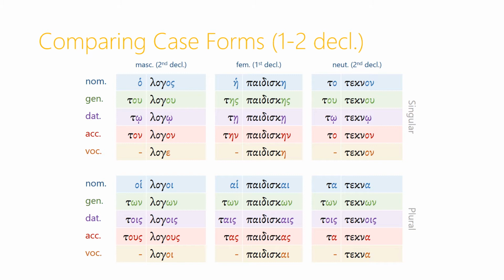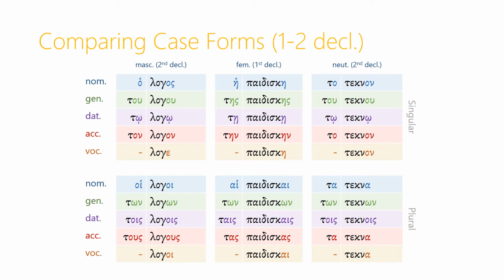In the feminine first declension, you can see paidiske with the iota subscript there, and you can see how similar those feminine first declension endings all look, just with an extra consonant or iota subscript here and there. Paidiske, paidiskes, paidiske with a subscript, paidiskan, and paidiske. And in the plural, tais paidiskais is the dative.